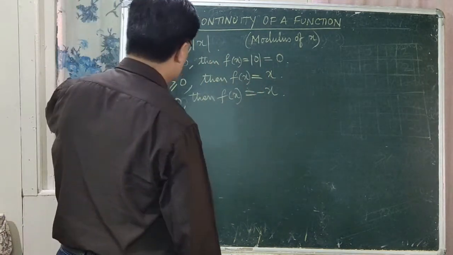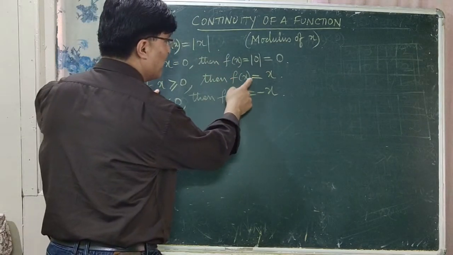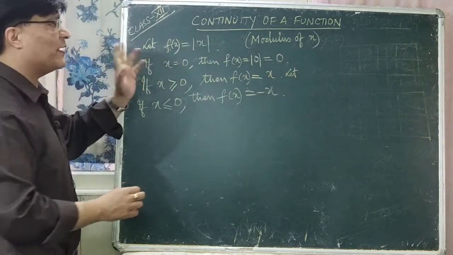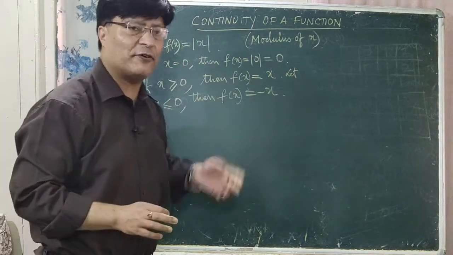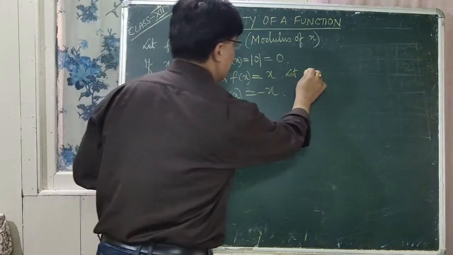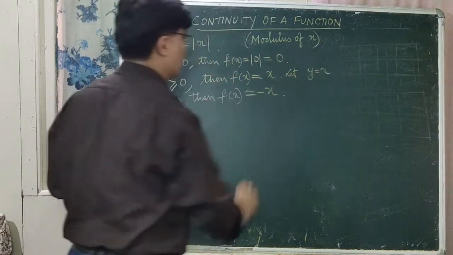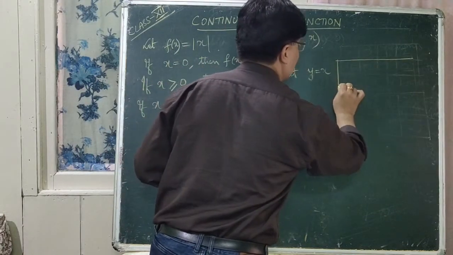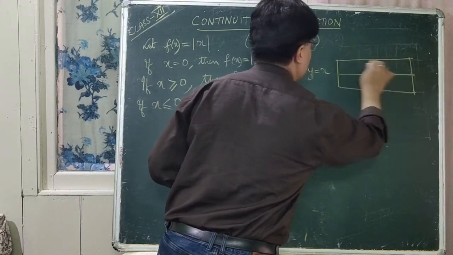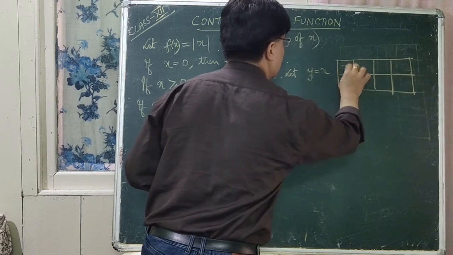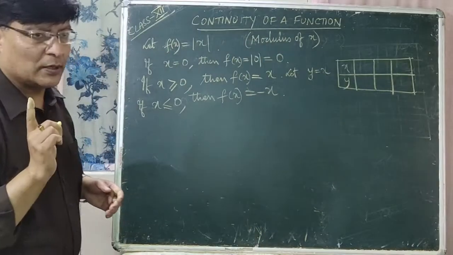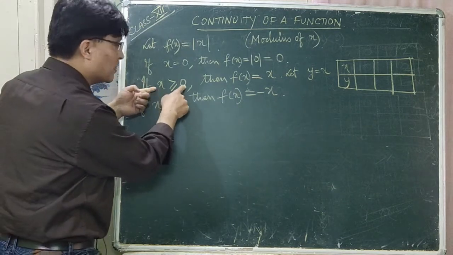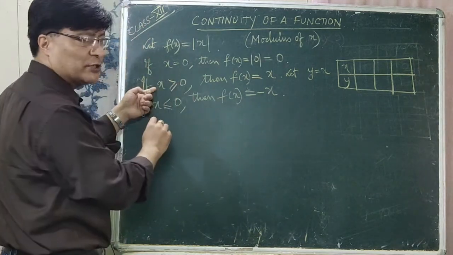So now, let us draw the graph of f of x is equal to x. Instead of f of x, I already told you that you can write y. So let y is equal to x out here. Okay? So now let us draw the table out here. So this is x and this is y. What are the values of x that you can put out here? X is greater than or equal to 0. You can start from 0 out here.